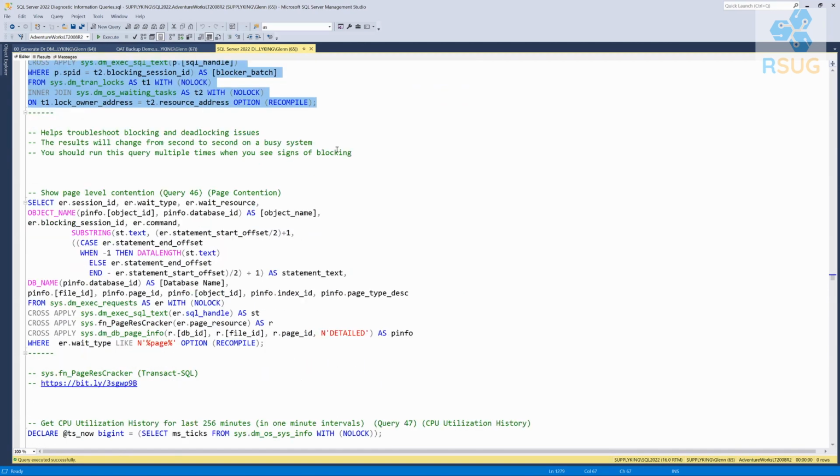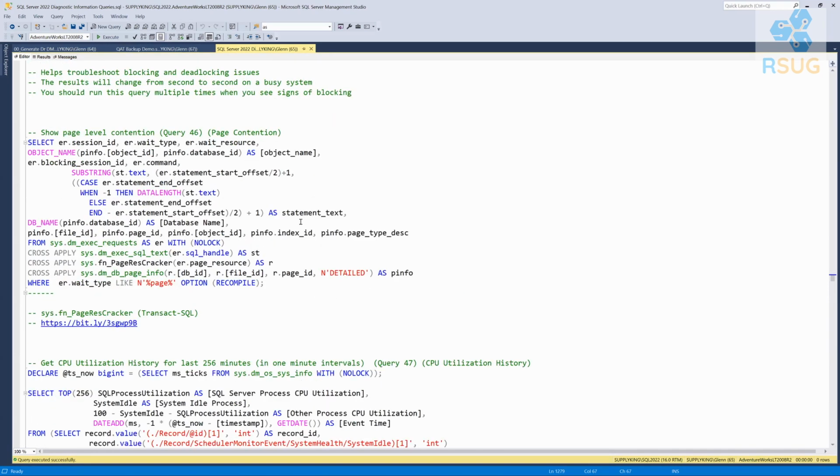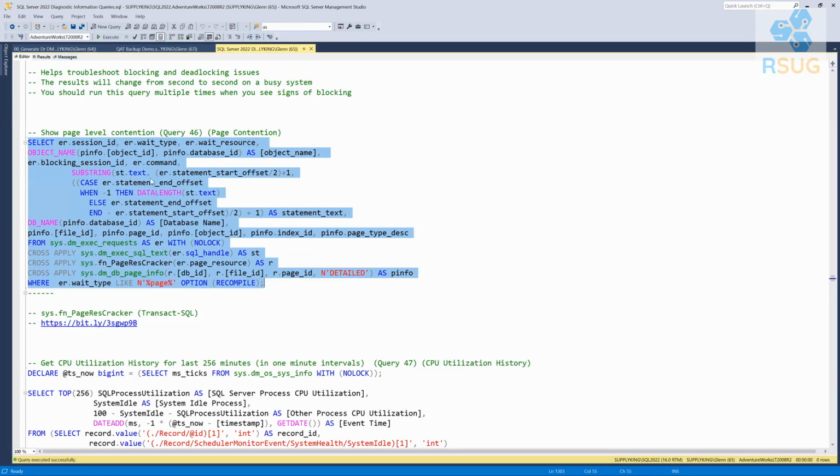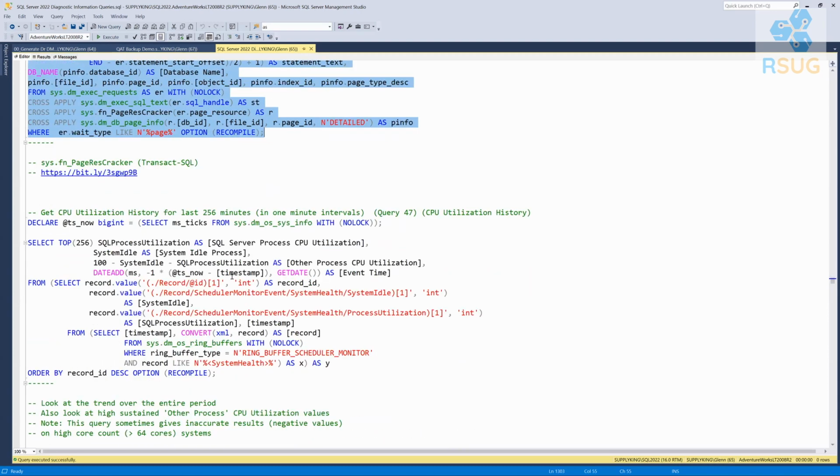And then a new one that's added for SQL Server 2019 is this new page res cracker function that Microsoft wrote. This helps you figure out if you're seeing different kinds of contention on TempDB. And of course, you won't see anything here now, but if you feel like you might be having TempDB problems, this will help you confirm that or not. And I've got a link to the documentation for it right there.